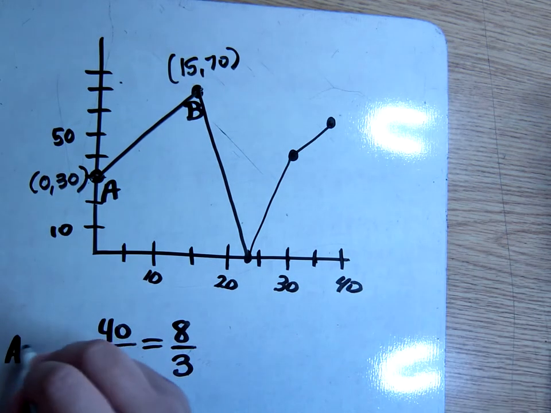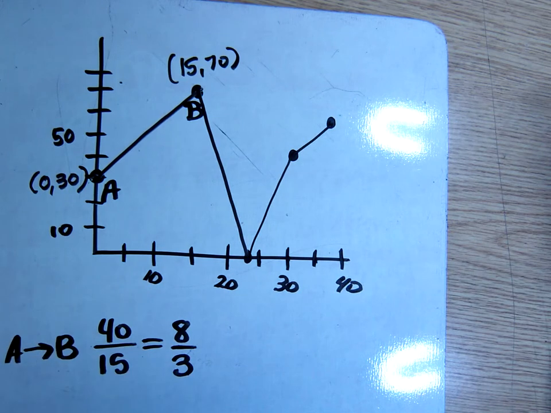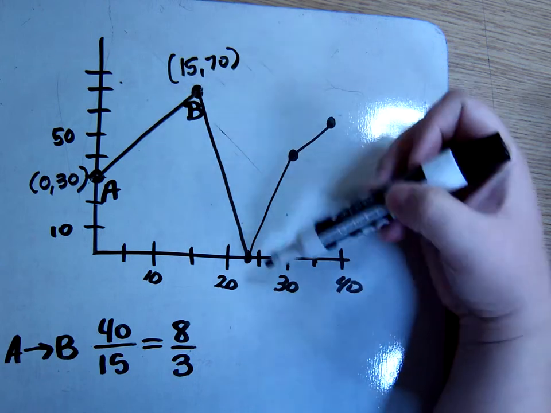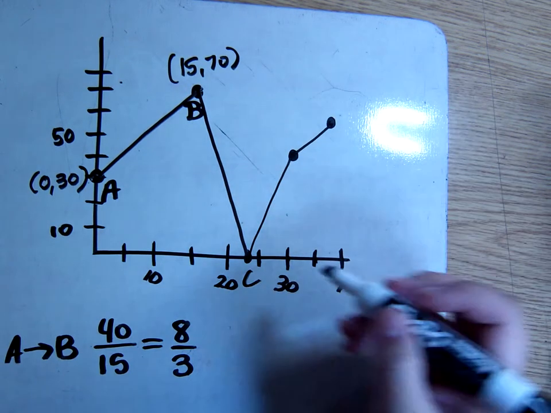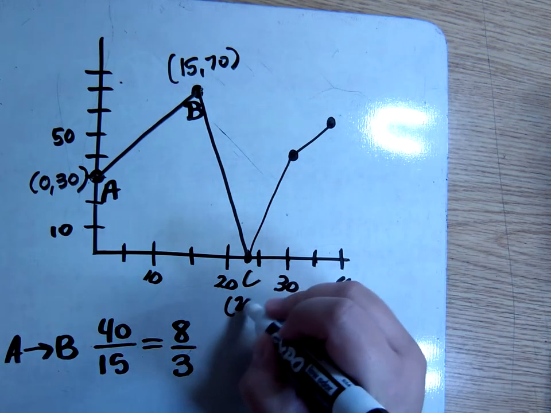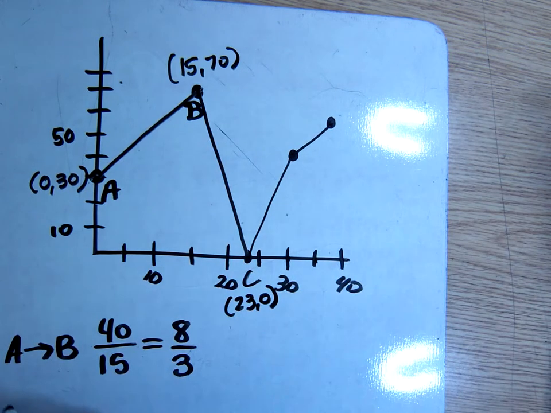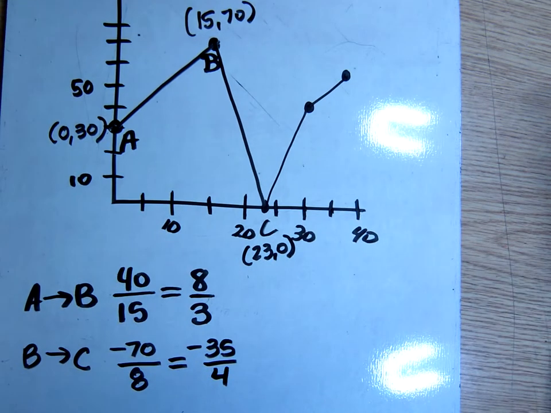This is very much like the ski slope problem from yesterday, or the ski lift problem. From B to C here, and C is at 23, 0. From B to C, the rate of change is 0 minus 70, which is negative 70, over 23 minus 15, which is 8. And that simplifies to negative 35 fourths. I think that's all you can do on that one.